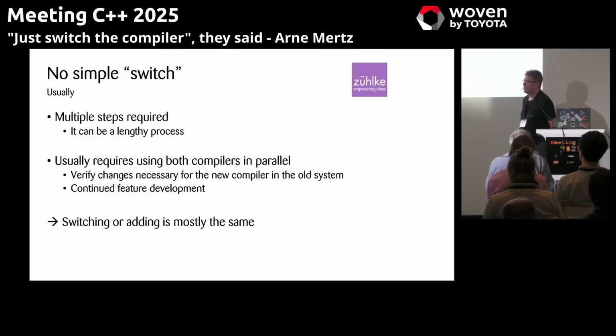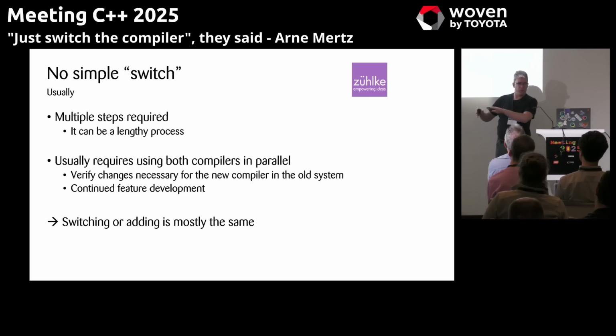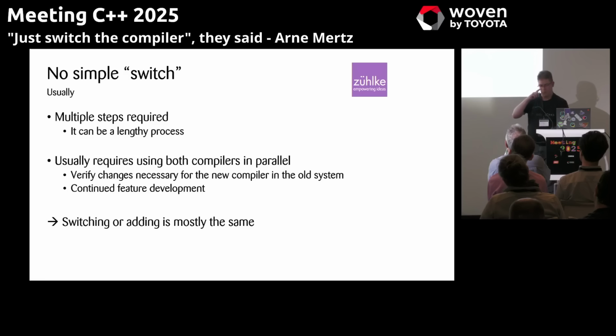So for most intents and purposes, switching, at least from the start, is more or less the same as adding a new compiler, because you want to run them in parallel, right? If you say, I want to switch because I want to get rid of the old one, then you can plan accordingly. You say, well, in half a year, we throw out the old one, so we can do some patches and fix them up later. But in most cases, adding and switching is the same.